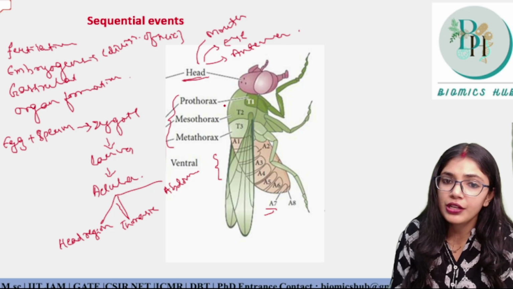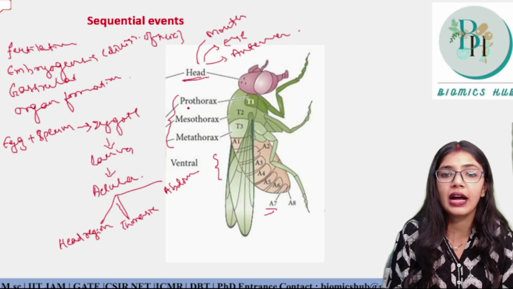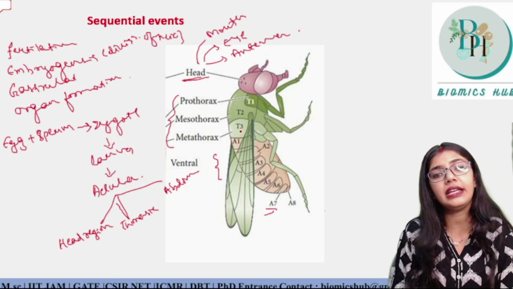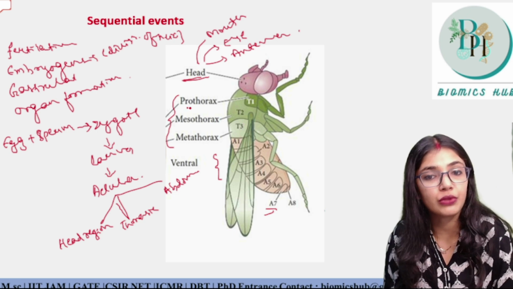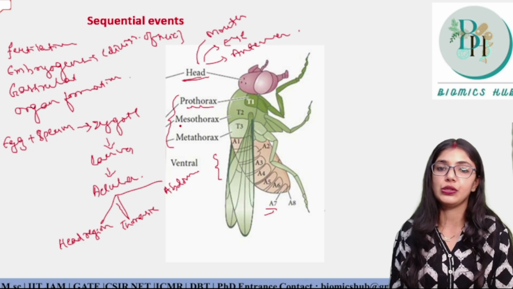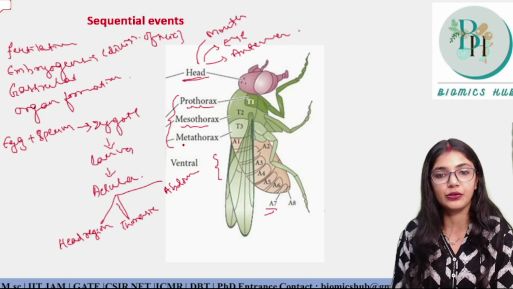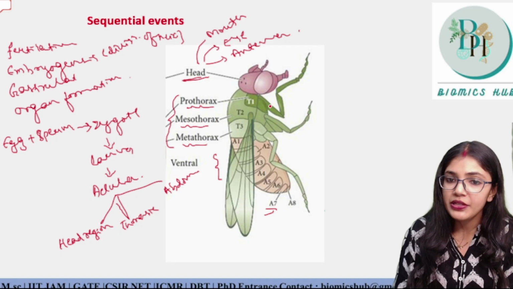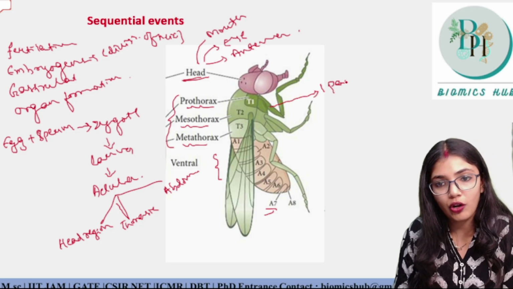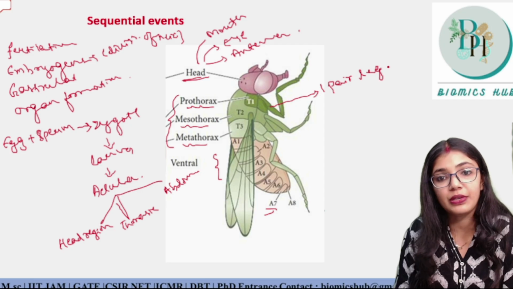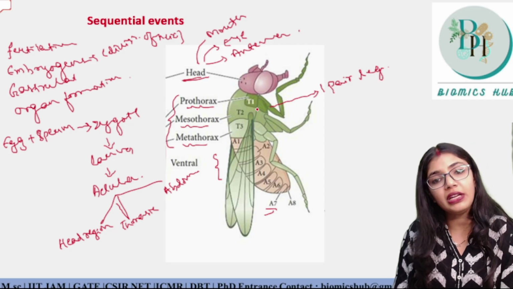In the thorax, what is present? In the thorax there are the T1 segment, T2 segment and T3 segment. The T1 segment is known as prothorax, the T2 segment as mesothorax, and the T3 segment as metathorax. From the T1 segment there is only one pair of legs produced.